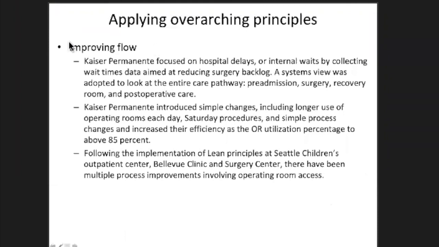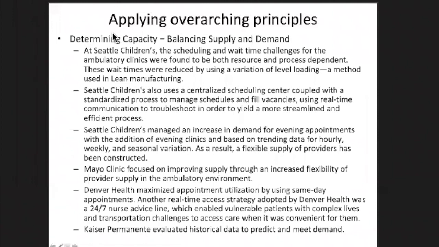The second broad idea is improving flow. Kaiser Permanente is focusing on hospital delays or internal waits, and they collect data on waiting time, aimed at reducing surgery backlogs. Whereas Seattle Children's is using lean principles for its outpatient center. Bellevue Clinic and Surgery Center has made some process improvements for operating room access. The third broad principle is to determine capacity and balance supply and demand. We did talk about this earlier for advanced access, and they have given different examples of how they are managing or balancing their supply and demand.